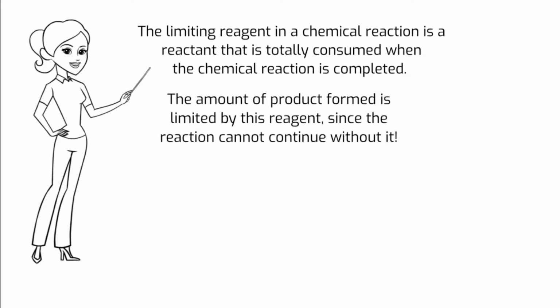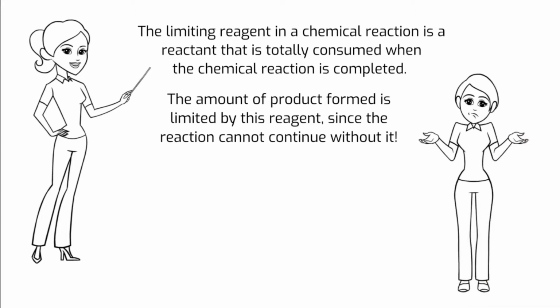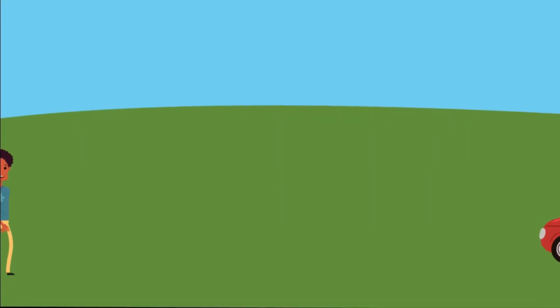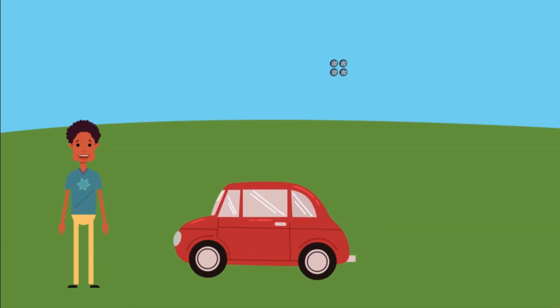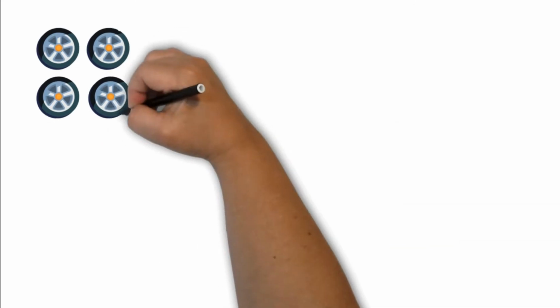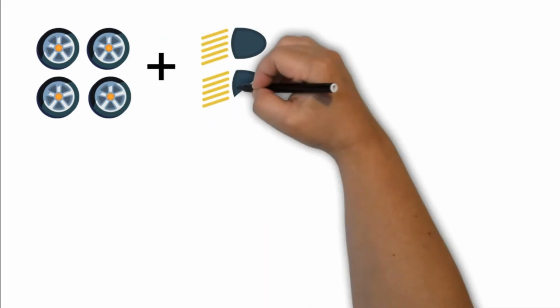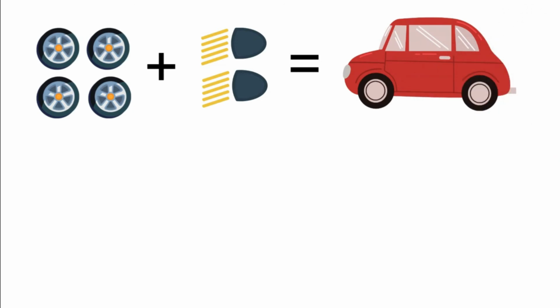Why do you think it is important to determine the limiting reagents of a chemical reaction? The following little story will demonstrate the significance of limiting reagents. Let's say John wants to build cars. In order to assemble a car, 4 tires and 2 headlights are needed. In this specific example that we are dealing with, suppose that the tires and headlights are reactants, while the car is the product produced from the reaction of 4 tires and 2 headlights.